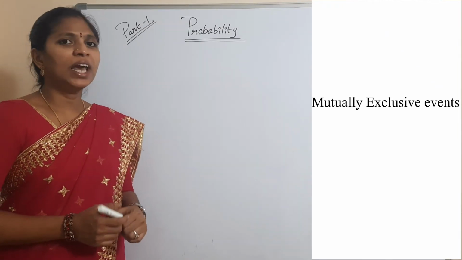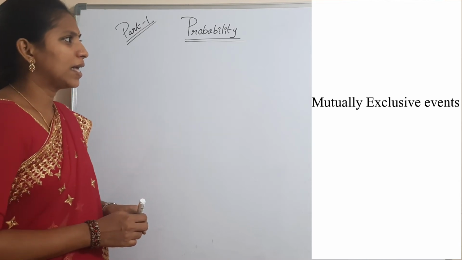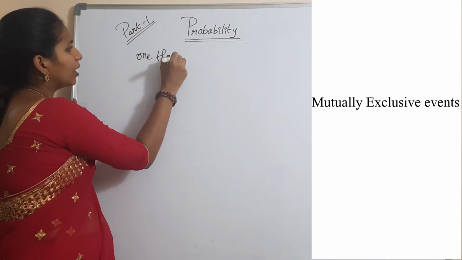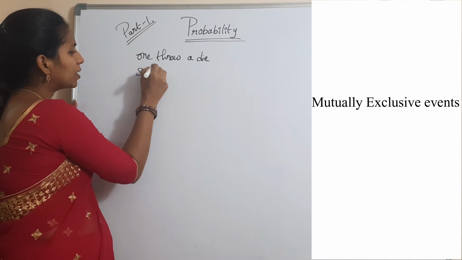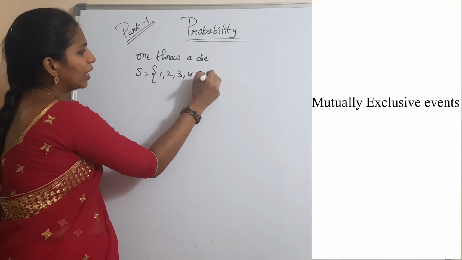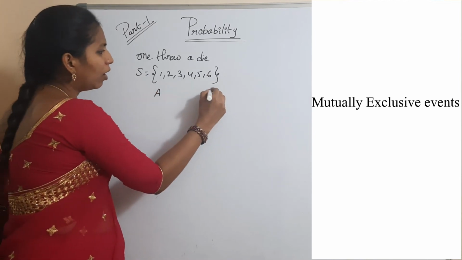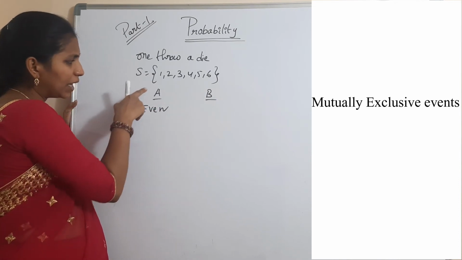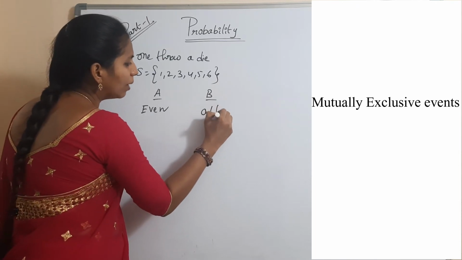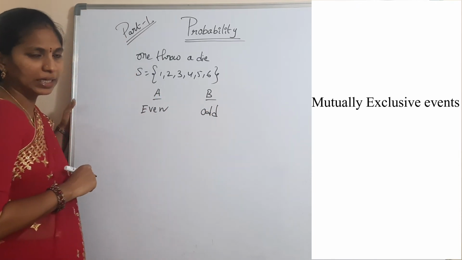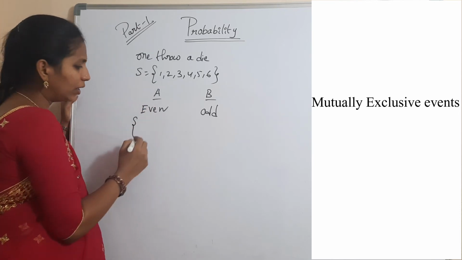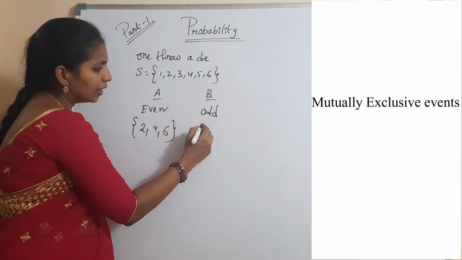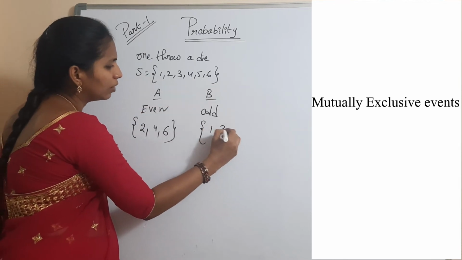Next one is mutually exclusive events. See example, one throw of a die. What is the sample space? 1, 2, 3, 4, 5 and 6. A and B are two events. Getting an even number is an event, that is A, and getting an odd number is an event, that is B. So in this A event, what are the numbers? Even numbers means 2, 4, 6. And in this B event, 1, 3, 5.